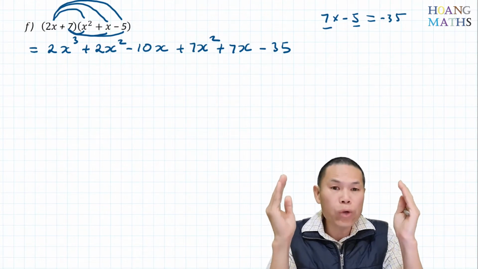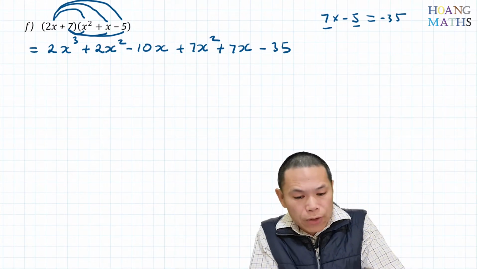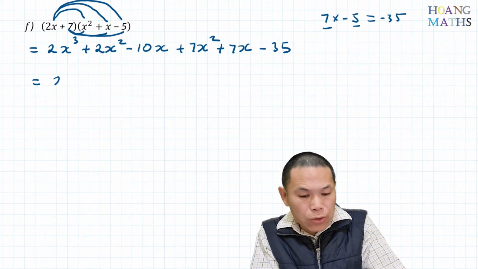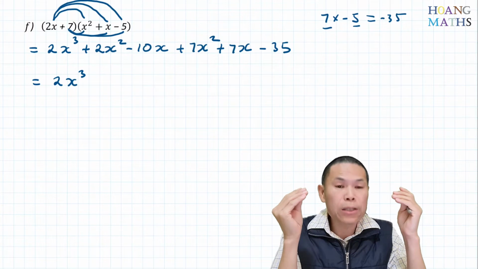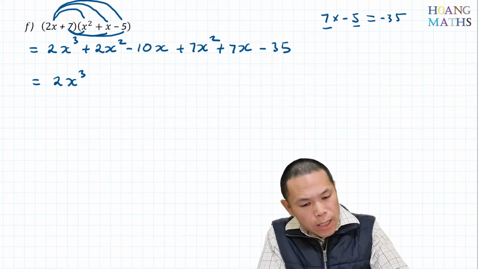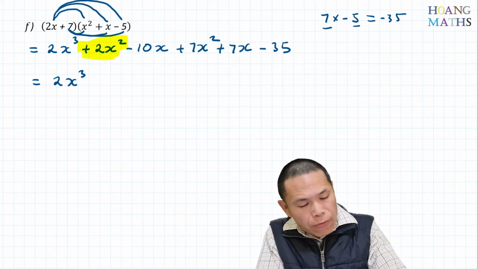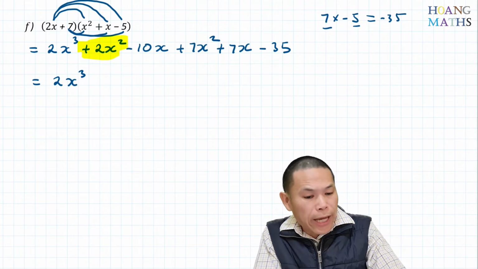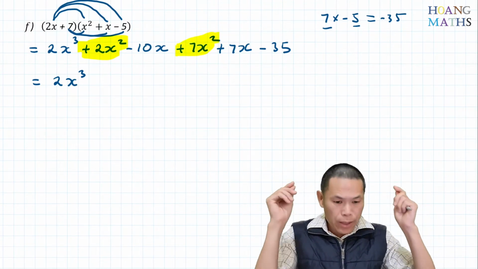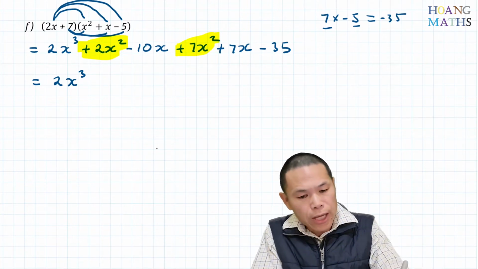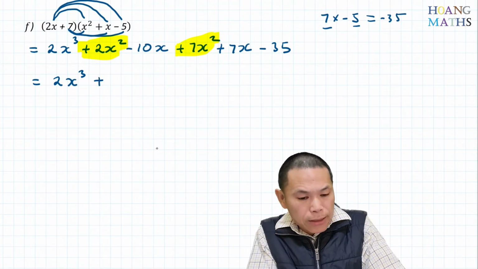So now we just collect the like terms, okay? So we can see 2x to the power 3. There's no like term for that, so I just write this down. 2x to the power 3. And then 2x squared. We have 2x squared here, and the positive in front belongs to it, okay? And plus 7x squared. So 2 plus 7 is 9. So the answer is plus 9x squared.